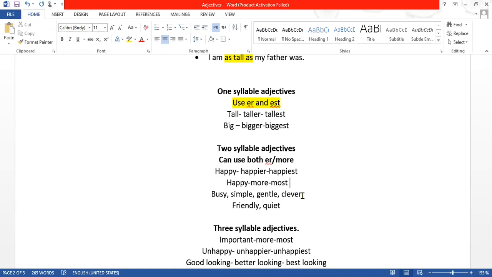Again, some people say there is a rule that when a word ends with Y, like H-A-P-P-Y, happy, we can change it into ER or EST, but again, it is confusing. So mostly these two syllable words can be used in both ways. We can add ER with it and we can use more with it as well. If somebody says I'm more happy, it doesn't mean that is wrong. It can be used in a different sense. For example, if we had talked about happy before, I can say that I'm more happy. Do you understand?